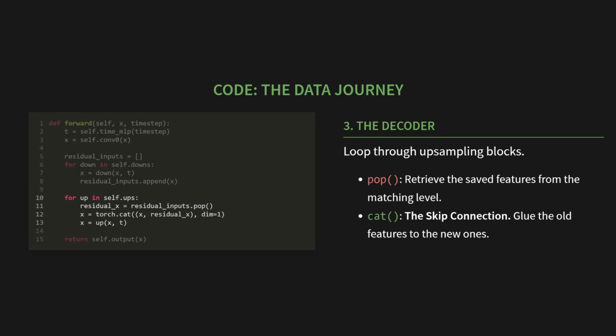Now for the decoder. We've hit the bottom of the U, and we're on our way back up. In each step of our upsampling loop, we first do a pop. This grabs the last cheat sheet we saved from the matching level of the encoder. Then comes the magic: torch.cat. This is the skip connection. We literally glue the old features from our cheat sheet right next to the new features from the decoder.